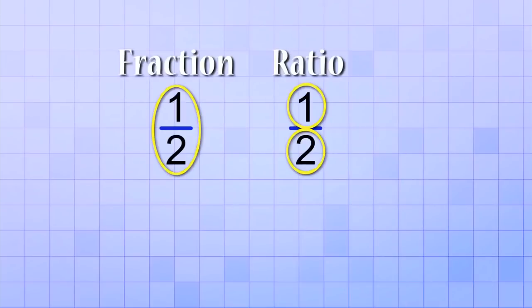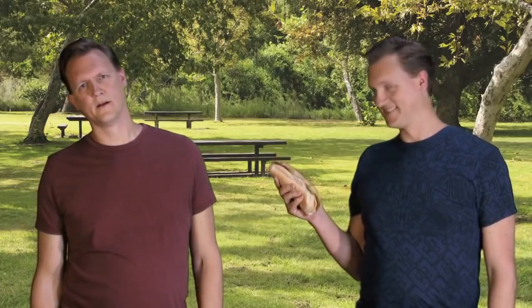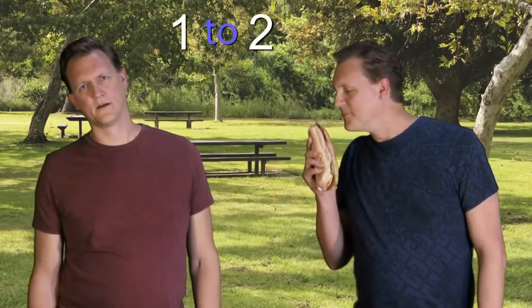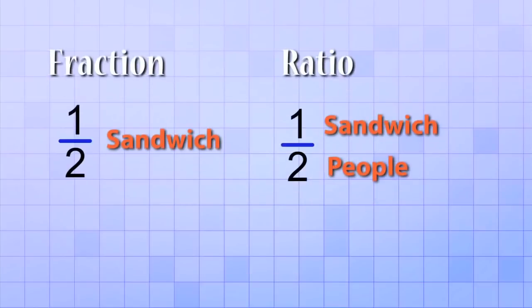For example, let's say we're planning to go on a picnic. And for every 2 people that are going on the picnic, we're only bringing 1 sandwich. In that case, we'd say that the ratio of sandwiches to people is 1 to 2, or 1 sandwich per 2 people. Do you see the difference between our fraction and our ratio?